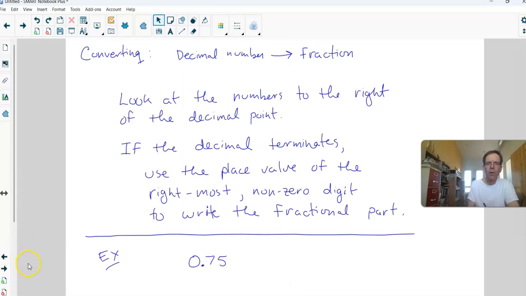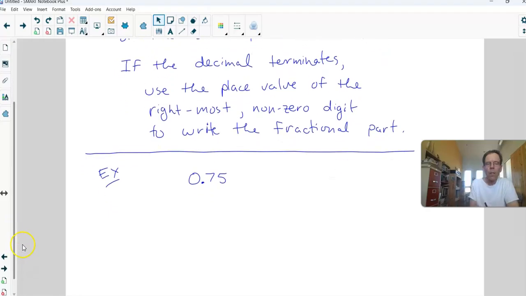Okay, how about converting a decimal number to a fraction? What we have to do is look at the decimal part to the right of the decimal point. And if it terminates, then it's easy to write a fraction. Here's an example that has a terminating decimal. And what is the decimal place of the 5? It's the rightmost non-zero digit. As you go to the right, that 5 is the last one before we start to hit just zeros.